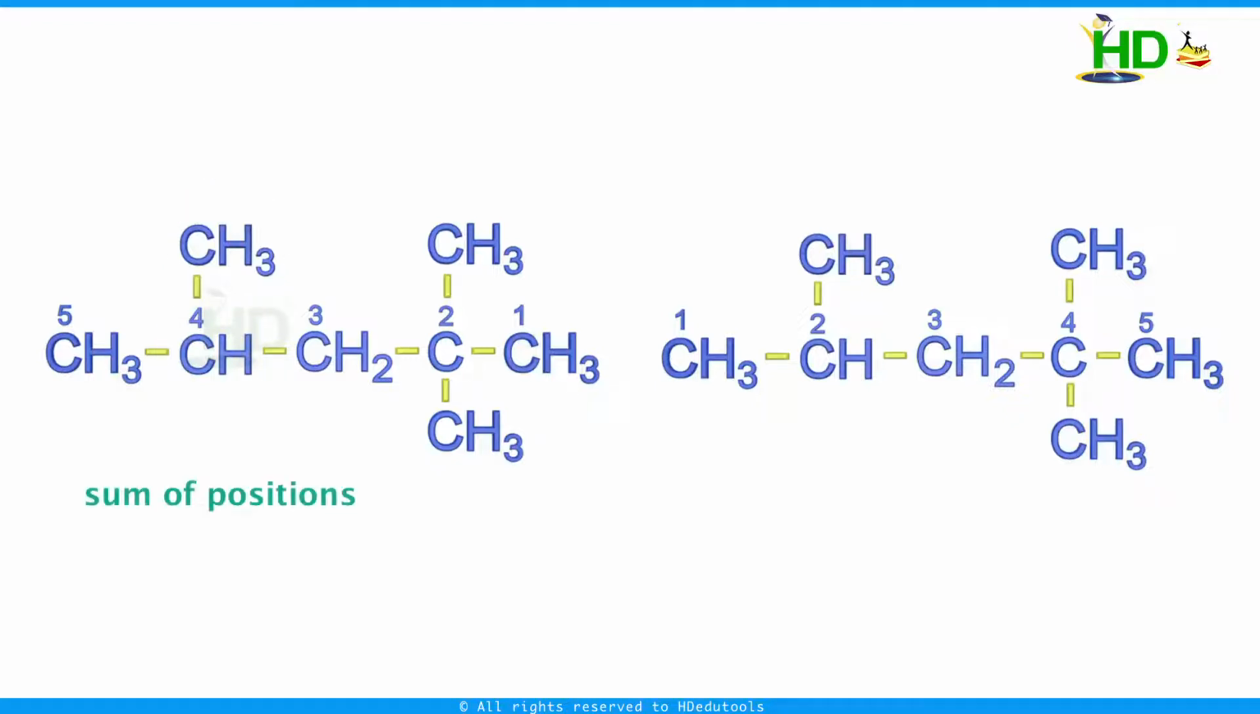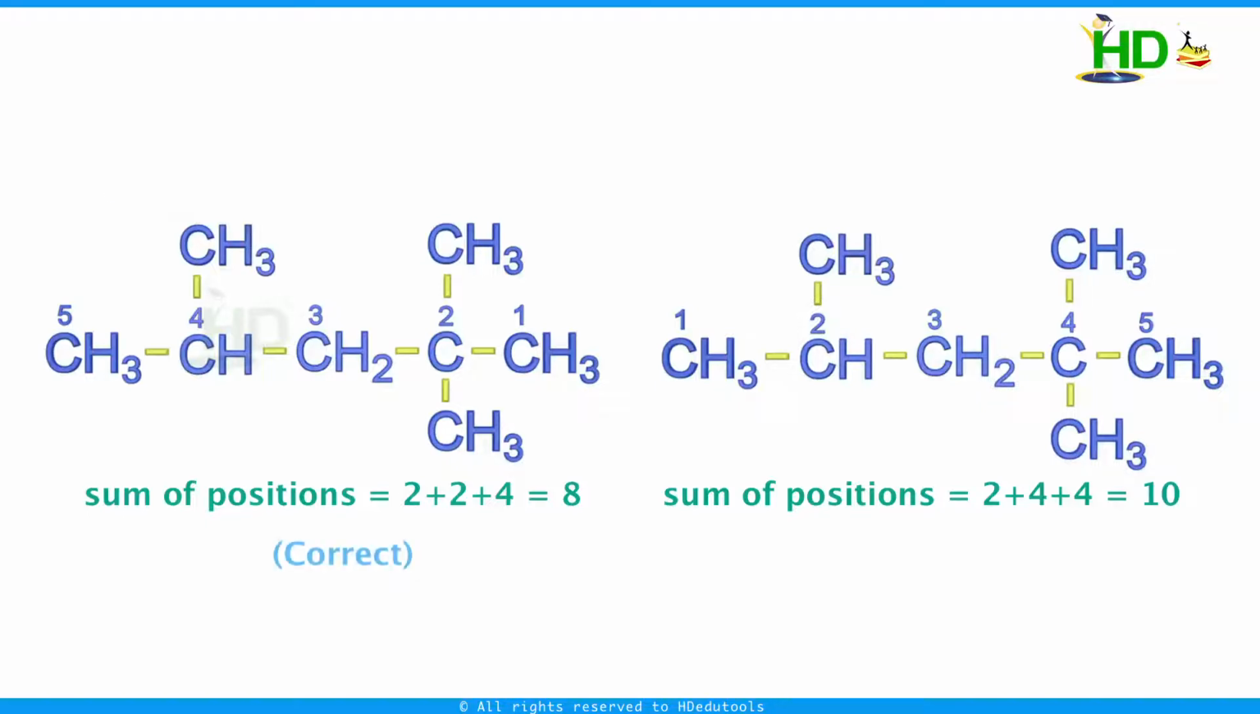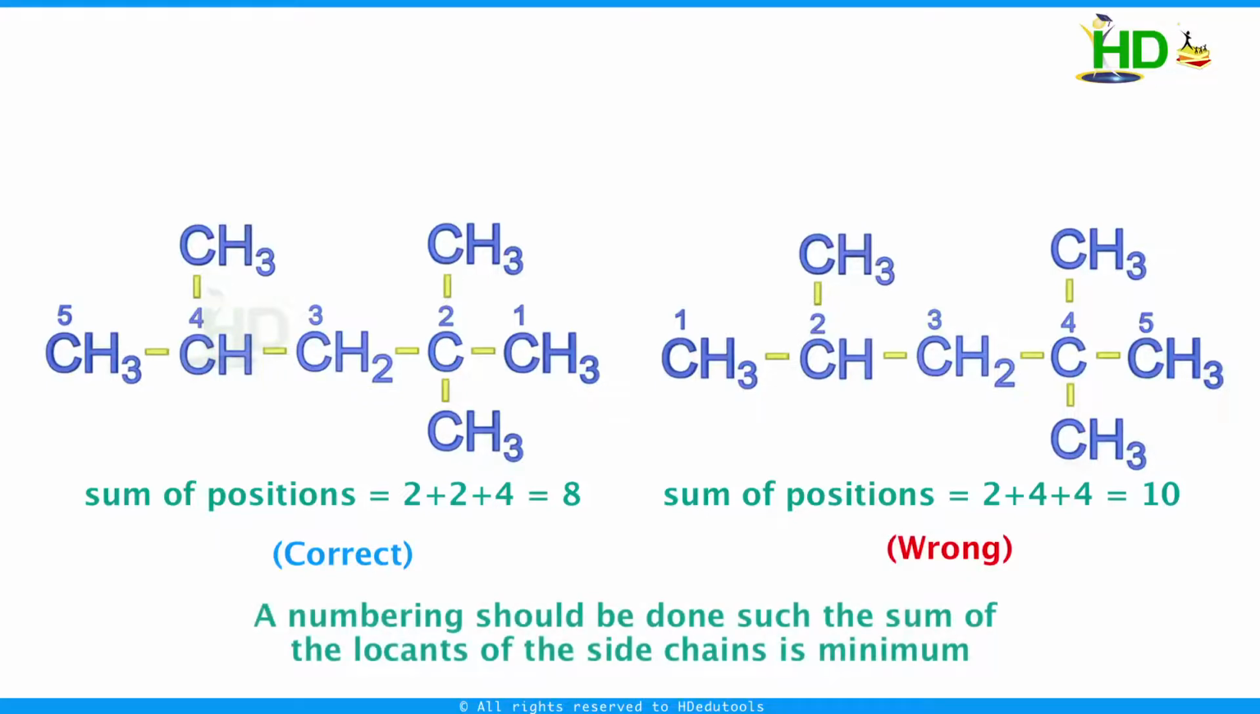Now the sum of positions is 2 plus 2 plus 4. Here we are getting 8. In this case, the sum of positions is, here it is 2, and on 4 we have 2 side chains. 2 plus 4 plus 4, this is 10. Now this is minimum, hence this is correct and this is wrong. That means the numbering should be such that the sum of the locants of the side chains is minimum. If 2 or more side chains are there, this condition we have to take.